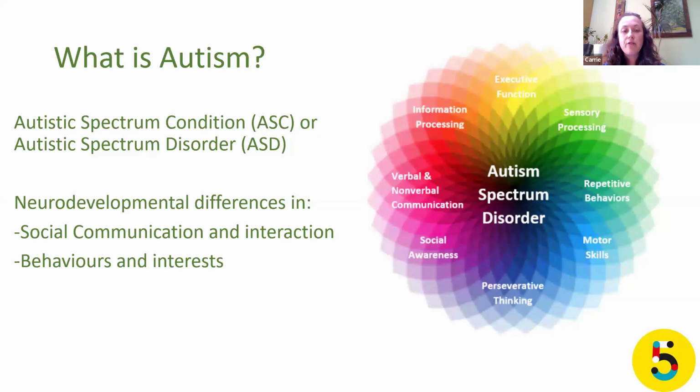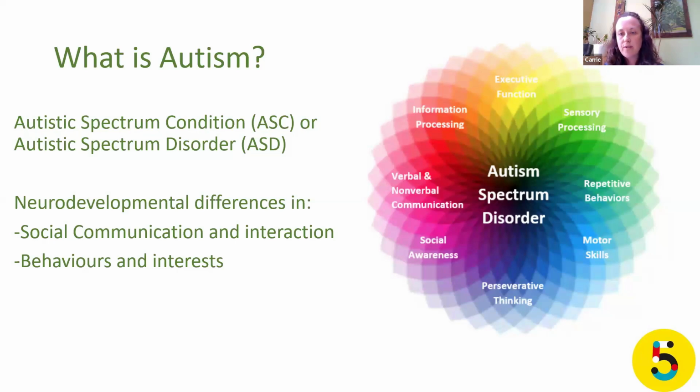Autism is a neurodevelopmental difference which presents with social communication and interaction difficulties, but it also displays in particular behaviours and different interests and how those people respond to those different interests.